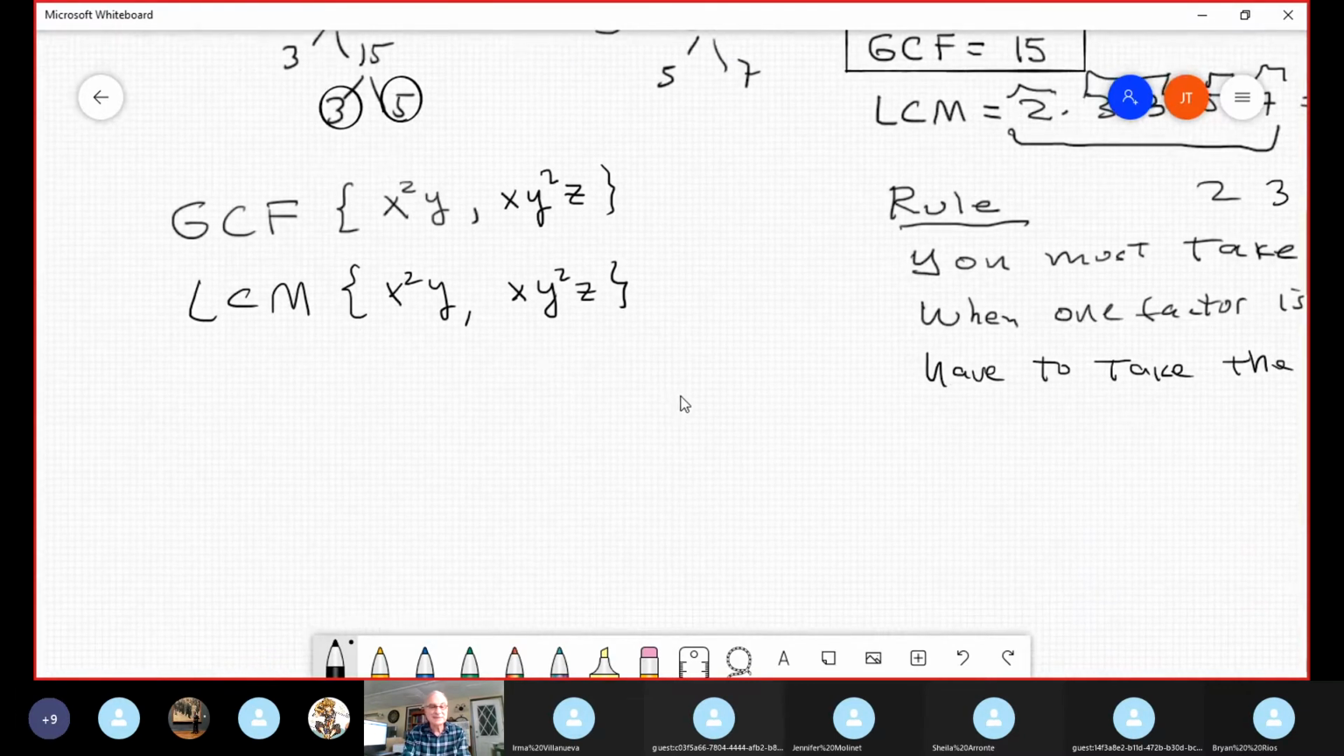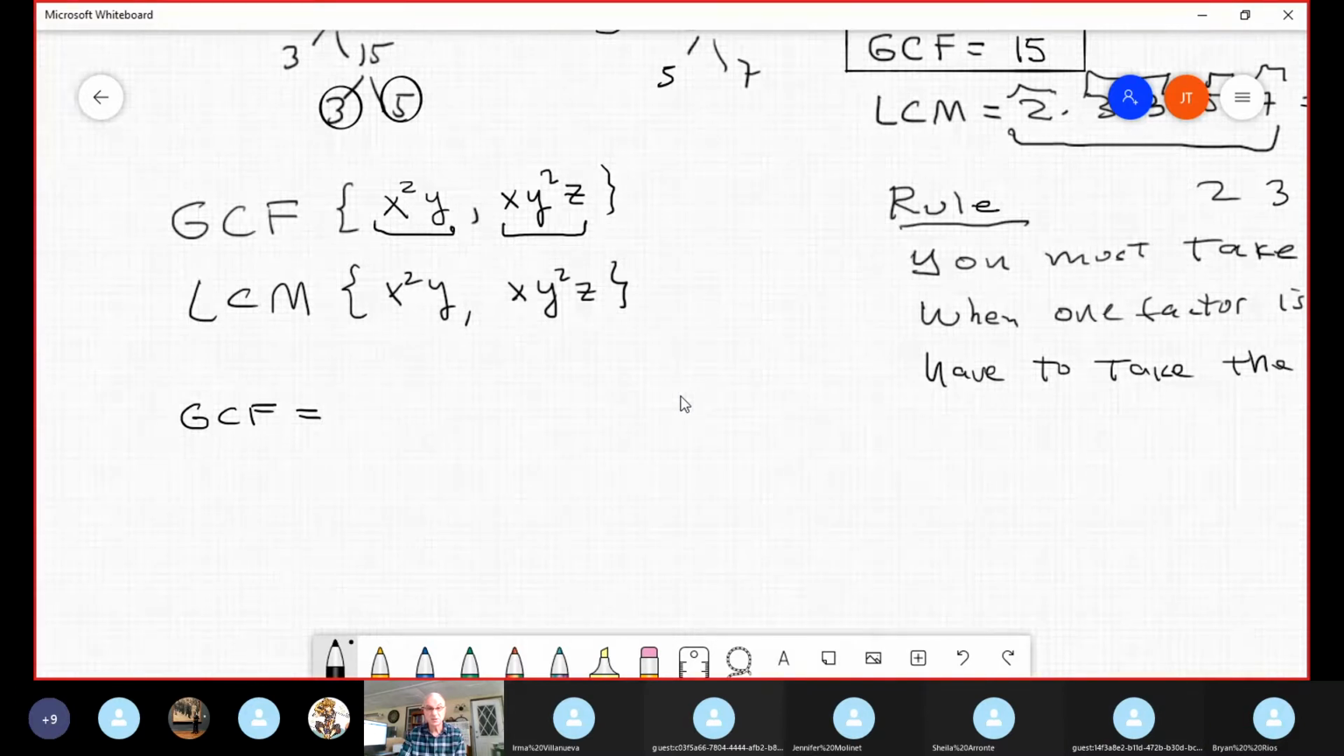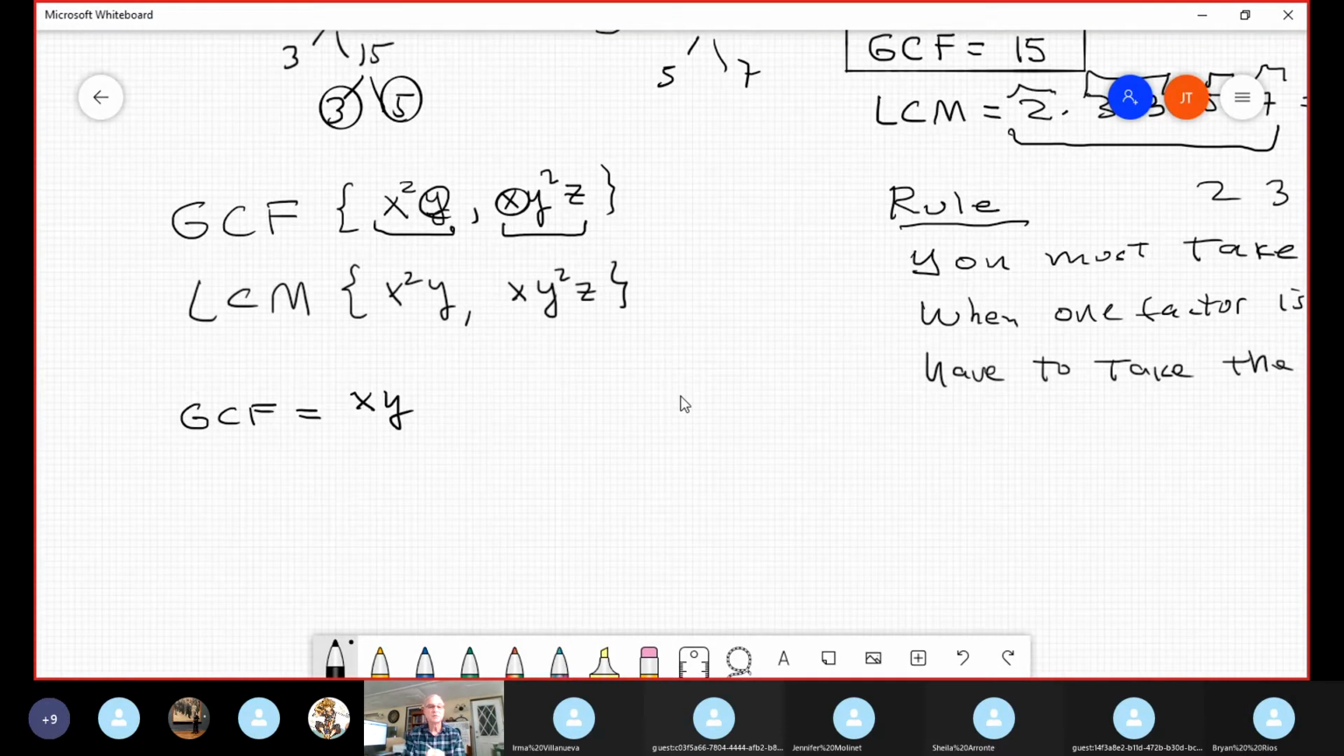The greatest common factor is the common part between this expression and this expression. I can see with my eyes that it is x and y, correct? z is not repeated. And for the greatest common factor, you take the smaller exponent, which is x and y. You take this, and you take this. I ignore y to the second power and x to the second power, and of course I ignore z because z is not common.